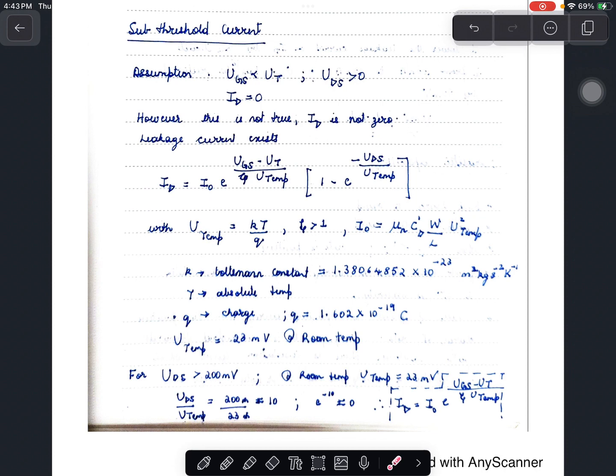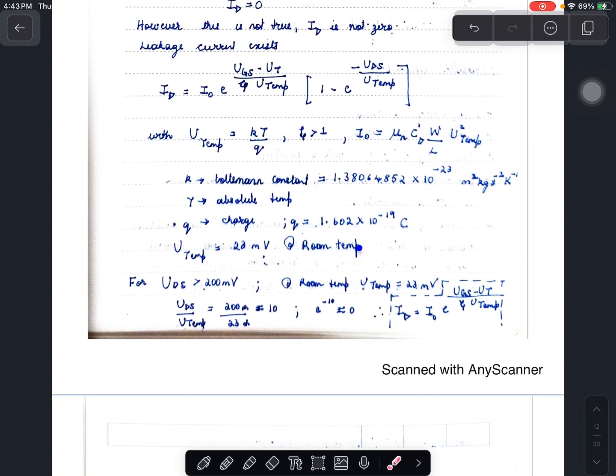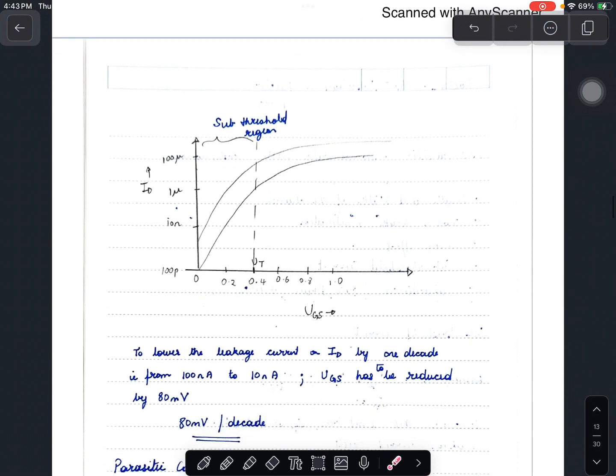ID is a function of temperature, that is VT. It also depends on the VGS value, and also on the VDS value. You can see the graph over here. This is the threshold voltage of 400 millivolts. So when the gate to source voltage is lesser than 400 millivolts, we expected the drain current to be 0. However, in the sub-threshold region we have currents in the range of 1 micro to 10 nano amperes. In order to reduce the leakage current, we have to reduce the gate to source voltage.